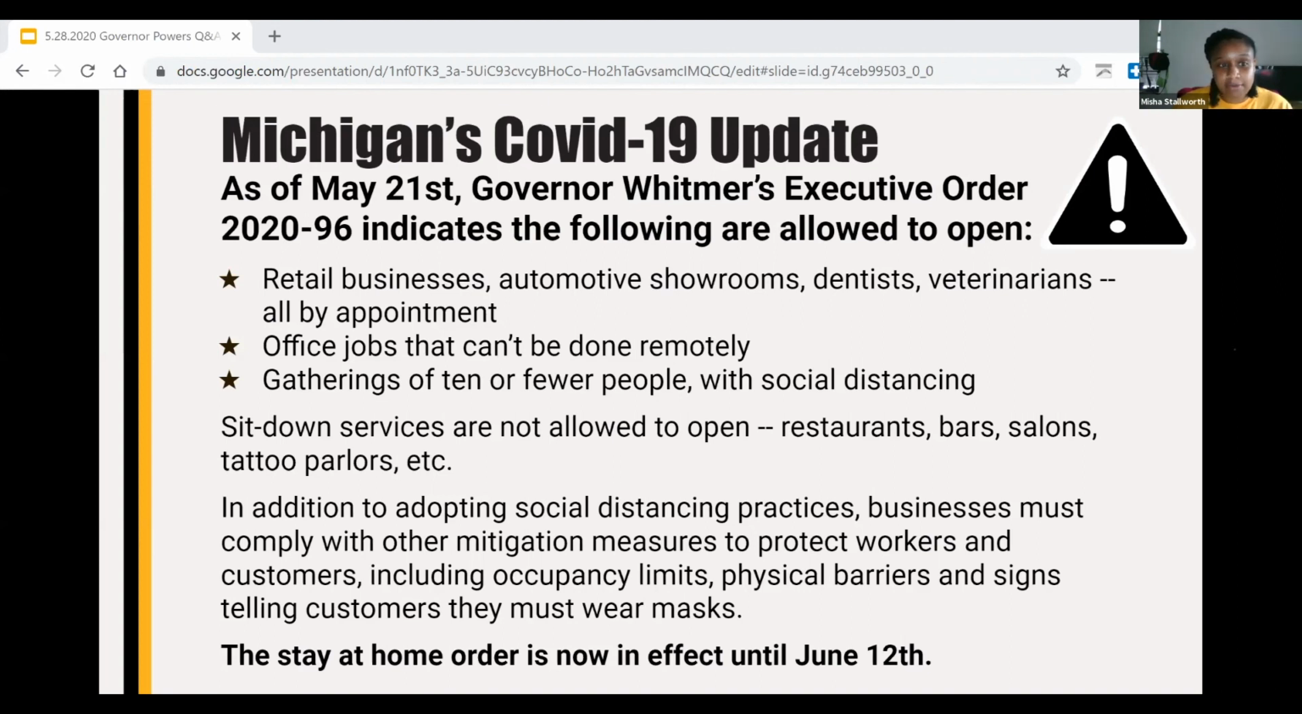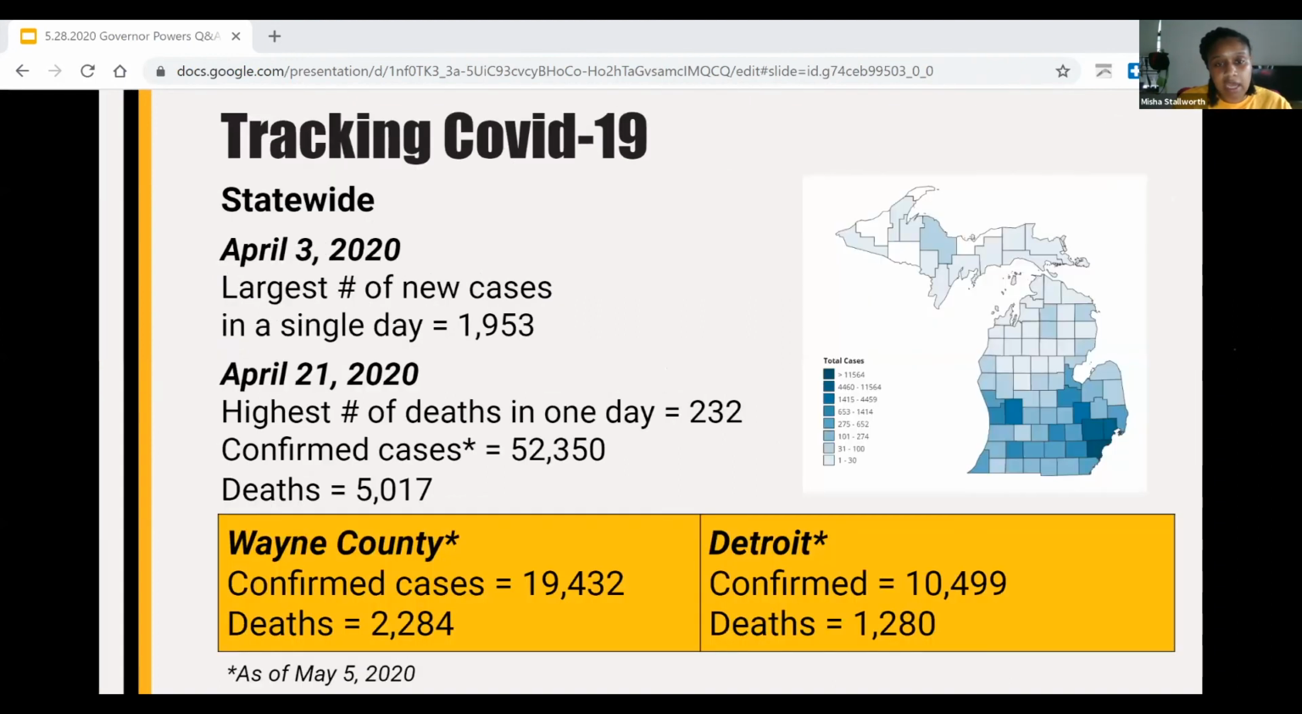We can gather with 10 or fewer people, but the expectation is still that there's social distancing. The expectation is still that if you are in businesses or public spaces, you're covering your face with a mask and maintaining your distance. Sit-down services are not allowed to open, which means restaurants, bars, salons, tattoo, nail shops. And the stay-at-home order is now in effect until June 12th.